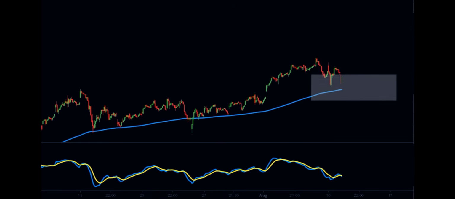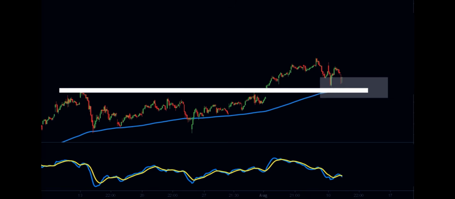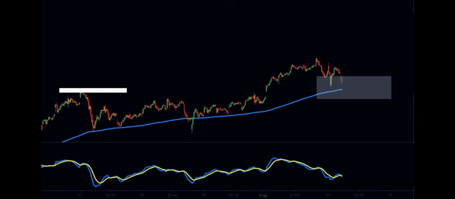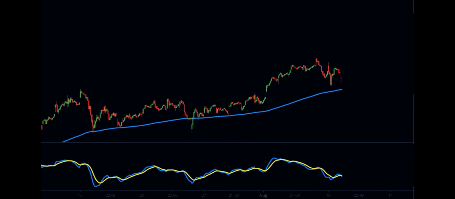This area also coincides with a strong level of support and resistance. This means that there is a high probability that the stock will bounce back and continue its uptrend after this pullback. We are now prepared to buy at this level. But we want to wait for the MACD to confirm our bias.